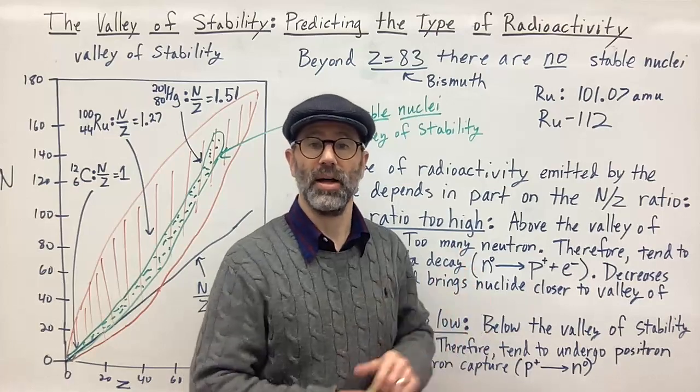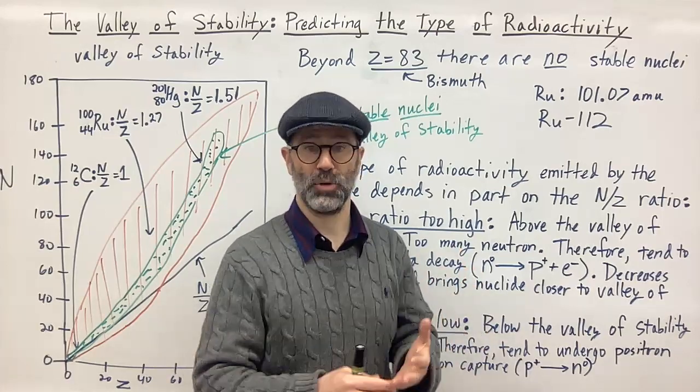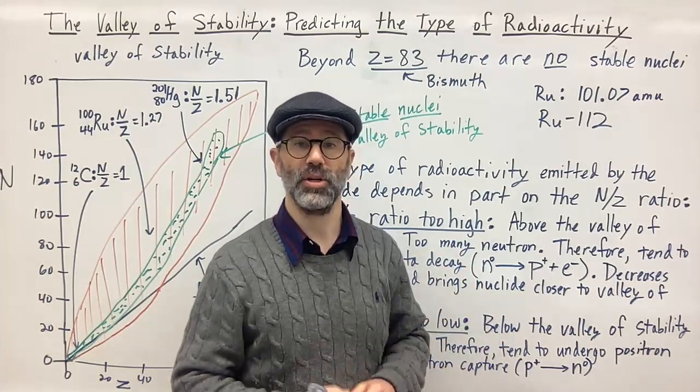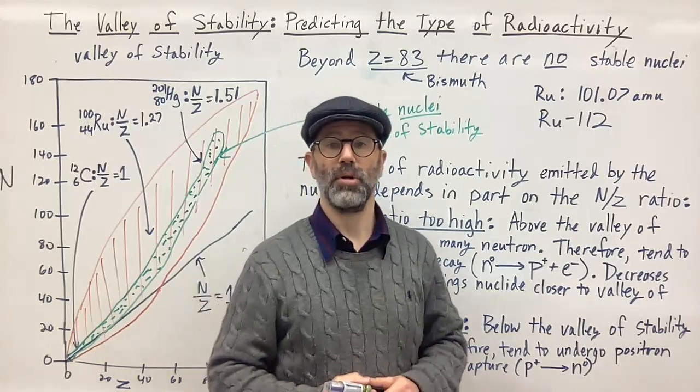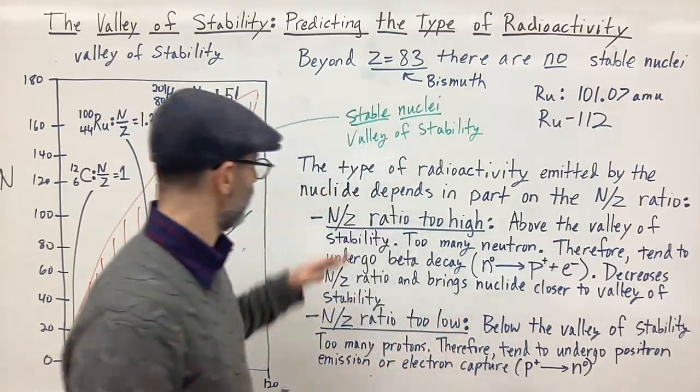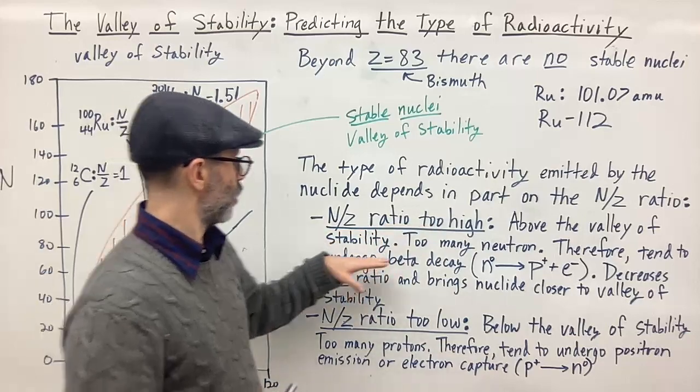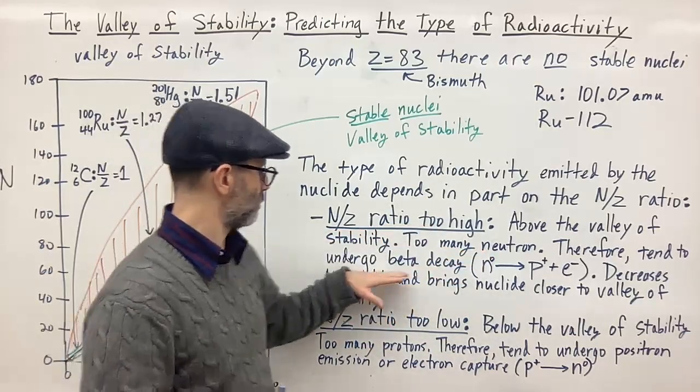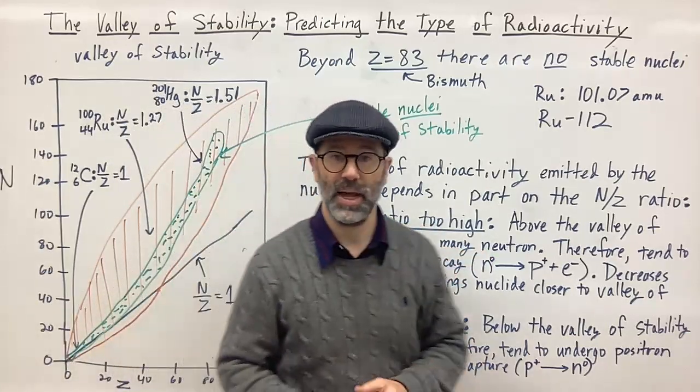What particular radioactivity is it going to undergo in order to lower the number of neutrons? And so what I said before, again, the ratio is too high, so too many neutrons, therefore I can predict that it's going to undergo beta decay.